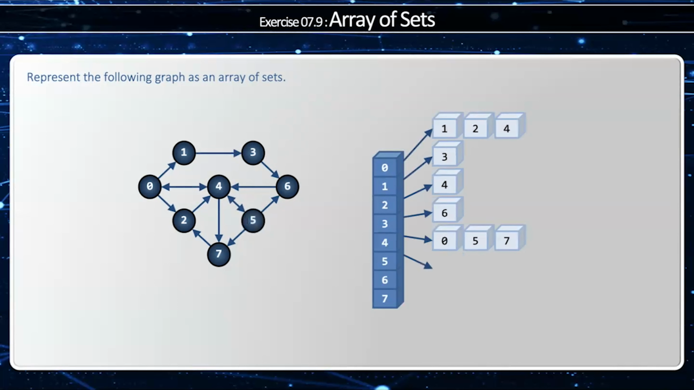Let's look at 5 here. 5 goes to 4, 5 goes to 6, and 5 goes to 7. Then I'll look at 6, and 6 only goes to 4. Finally, I'm going to look at 7, and 7 only goes to 2. There's my array of sets.